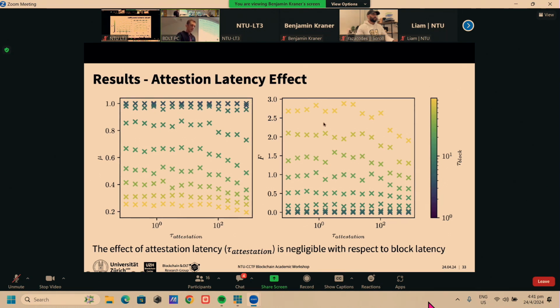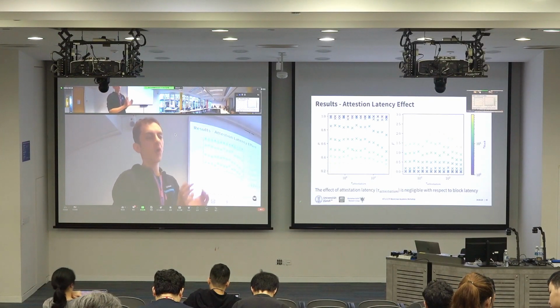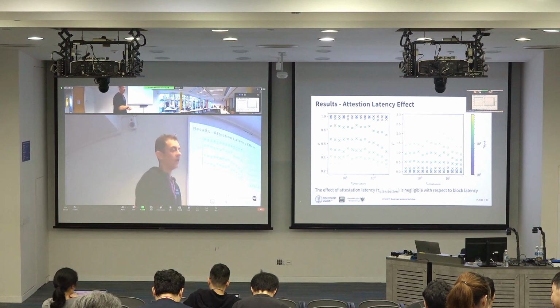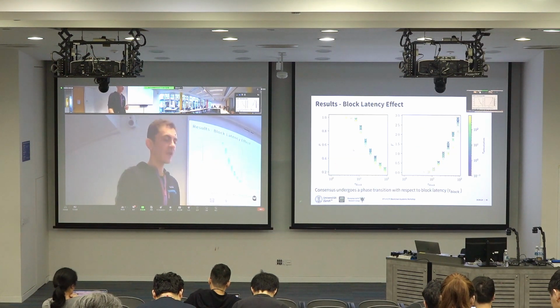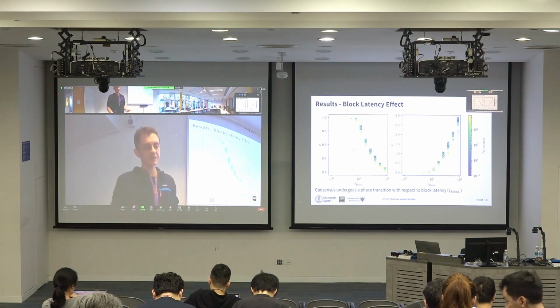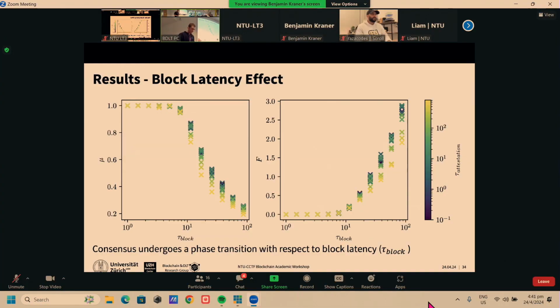Maybe if the block transmission is very slow, you start to see the branching ratio increase, so you have a different structure of the block tree that you can observe due to a higher attestation latency. What's more interesting, I think, is that you see this kind of phase transition, which is very logical. So let's focus away from the attestation latency because it's not that important.